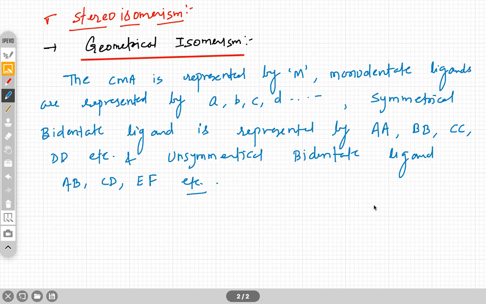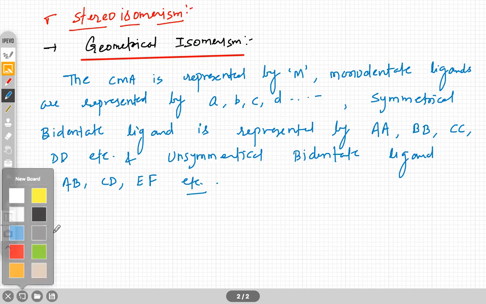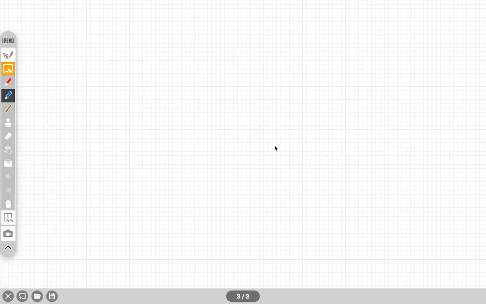Yeah. Okay, so these are the notations we are going to use. Correct. Now, we are going to see the geometrical isomers of compounds with different coordination numbers. The most important one we have is coordination number 6.